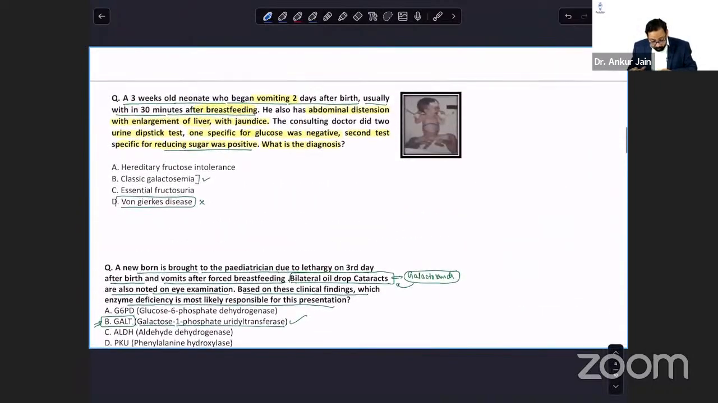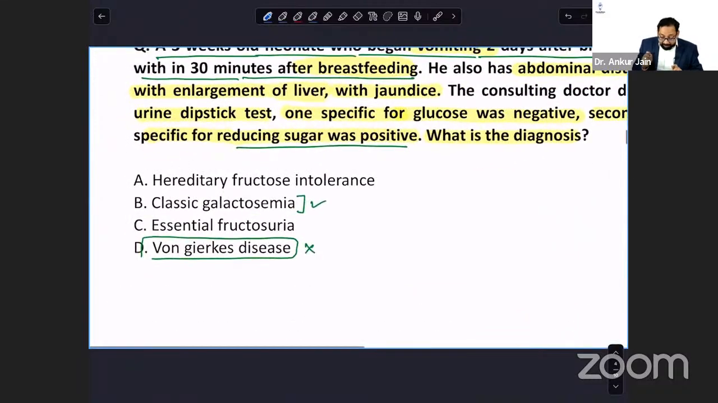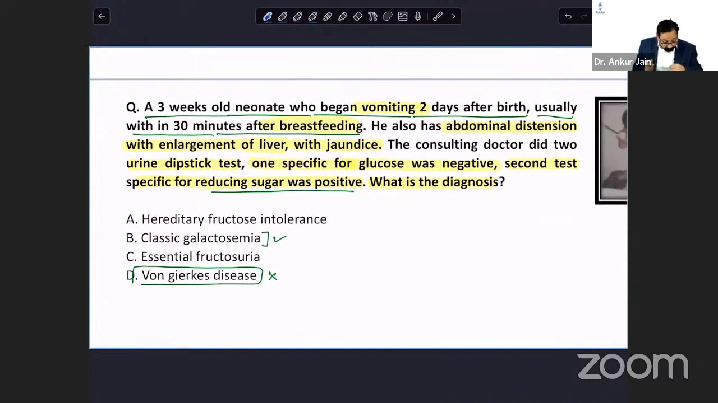Now, I exclude these two options. Yes, in this question, I told you I will exclude in the later part. Essential fructosuria can't be the answer because the patient is asymptomatic. In this case a symptom is there. So yes, a 3-week-old neonate who began vomiting, abdominal distension. I told you the answer was classical galactosemia. In essential fructosuria, the patient is asymptomatic, so it can't be the answer.